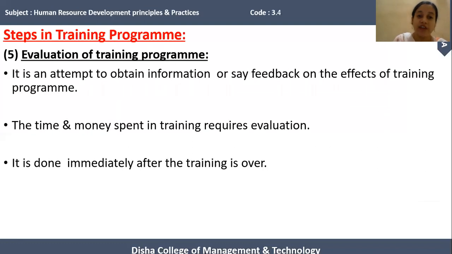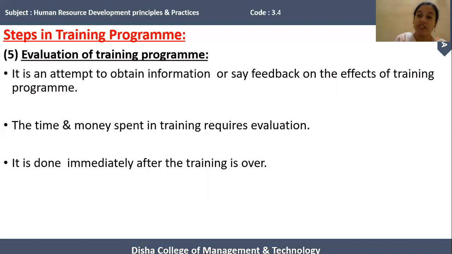The last one is the evaluation of training program. So in the fourth step, the organization prepares everything for imparting training or providing knowledge and skills to the human resources, and at last the organization evaluates the worth of the training program. This means the organization collects feedback about the effect of the training program. Whatever time and money were spent on the training program, the organization tries to identify whether it was fruitful and gave a valuable result.